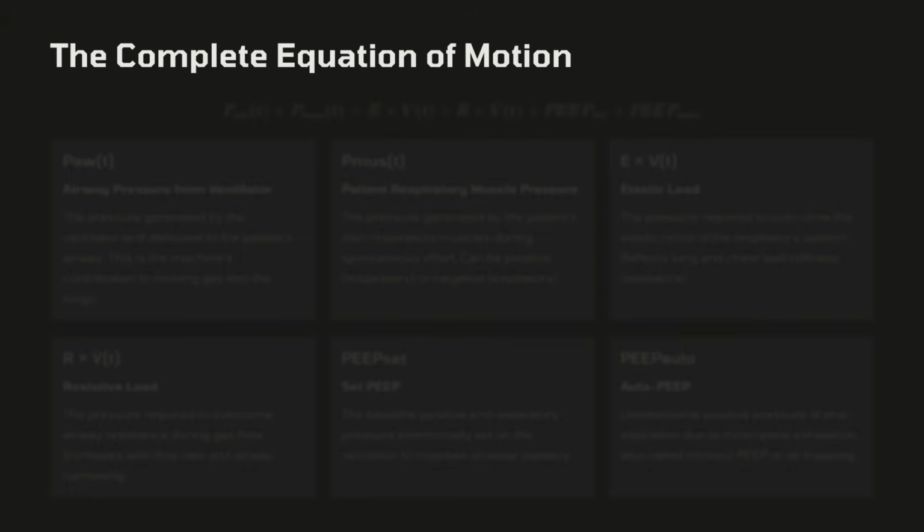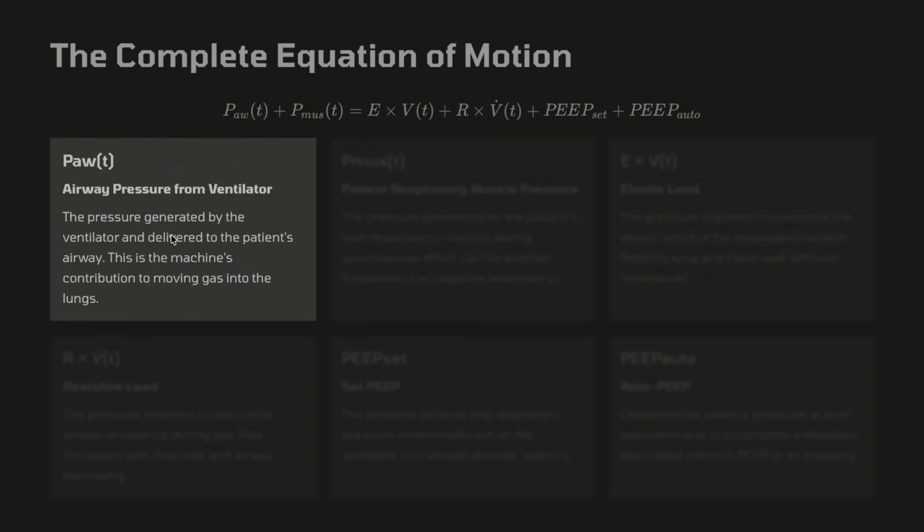So what are the components of this? This is the equation, which is the complete equation of motion. So the first is the airway pressure. This is the pressure generated by the ventilator and delivered to the patient's airway. This is the amount of pressure the machine is contributing to movement of the gas.